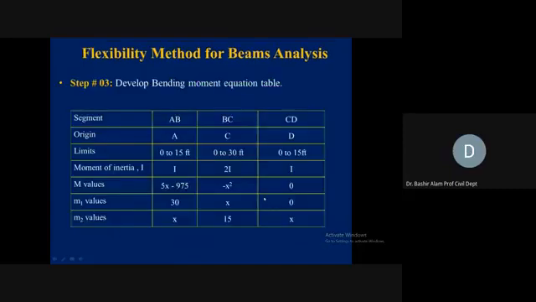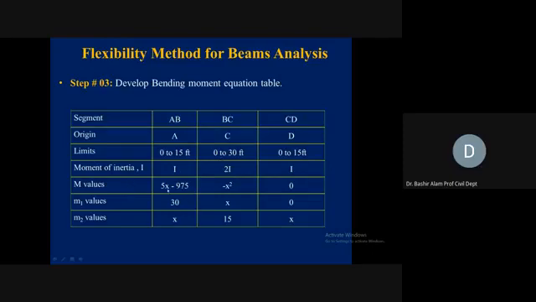Now we can complete the bending moment equation table. We have segments AB, BC, and CD. The origin for AB is A, for BC it is C, and for CD it is D. The limits: the equation for AB is applicable from 0 to 15, BC from 0 to 30, and CD from 0 to 15. The moment of inertia for AB is I, for BC it is 2I, and for CD it is I.